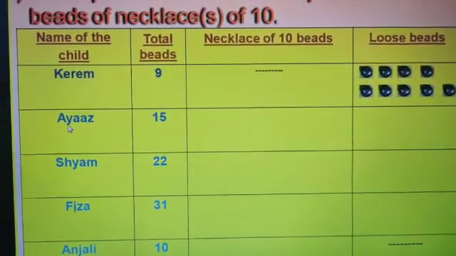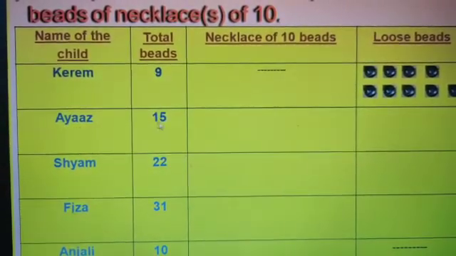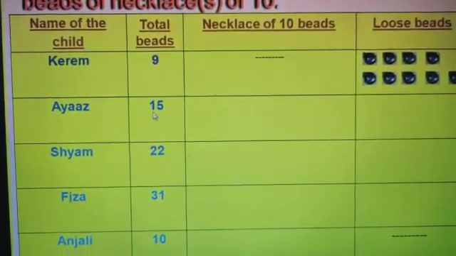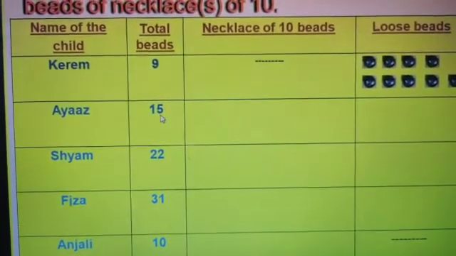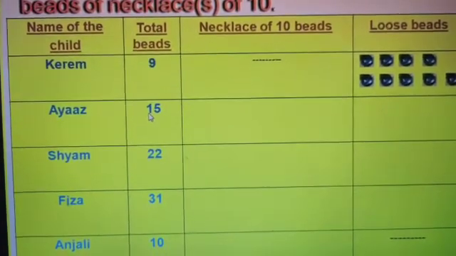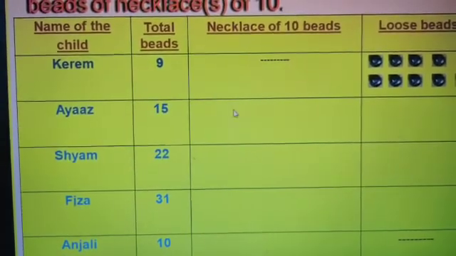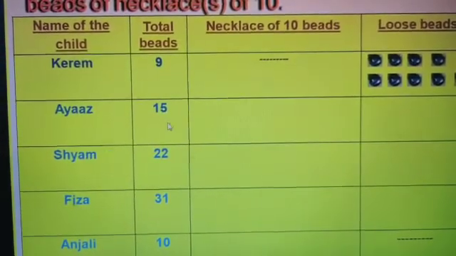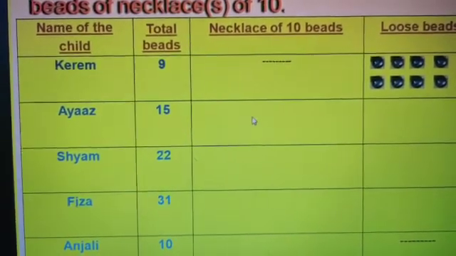Now, moving on. The name of the child is Ayaz, right? How many beads does Ayaz have? 1, 5, 15. Now, here you can see 2 digits, right? 5 is in the 1's place, 1 is in the 10's place. So, can I form a necklace? Yes, Ayaz can form a necklace here. How many necklaces? 1 ten is there. So, 1 necklace he can form. Now, let us see how it can be done.